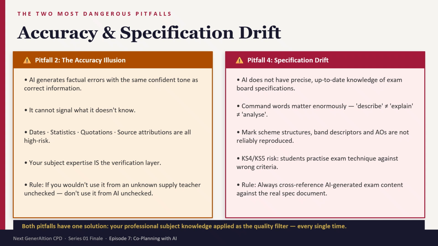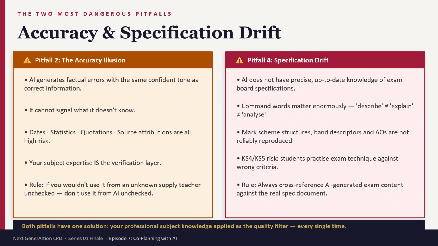Principle 4 is iterate, don't just generate. One prompt is never enough. The most effective AI planning is a dialogue. You prompt, you evaluate, you redirect, and you refine. Each iteration gets closer to something genuinely excellent. Principle 5, your professional knowledge is the quality filter. AI doesn't know what you know about your students. It doesn't know that Year 10 Period 3 struggles with extended writing. It doesn't know that your 3 EAL students need pre-teaching of key vocabulary, but you do. Build that knowledge into your prompts and apply it in your review.